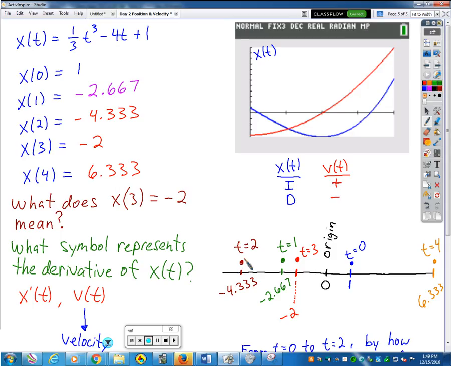Hiding there. 2 more points, good. Then from time equal 2 to 4, the particle comes back to the right, like so. Question. Look at the graphs. Notice, from time equals 0 to time equal 2, the position is decreasing, and during that same time, the velocity is always negative.